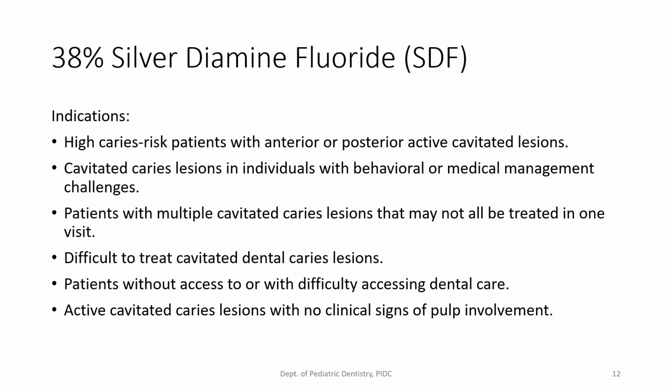Then lastly, we have active cavitated carious lesions with no clinical signs of pulpal involvement. Obviously this goes without saying that if the caries is involving the pulp, then our whole treatment procedure changes to surgical intervention, right? Where we have to handle the pulp. So in these cases, silver diamine fluoride is a definite no-no.